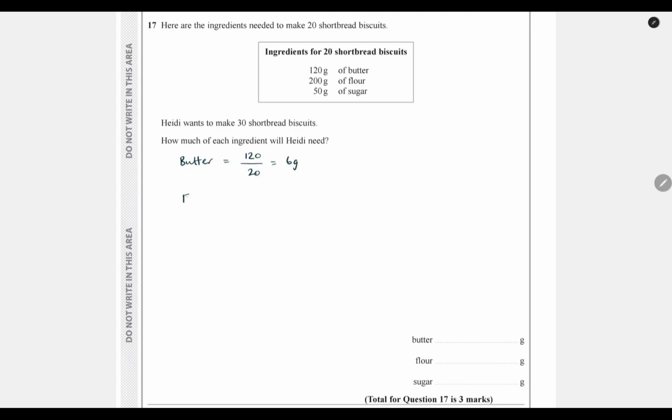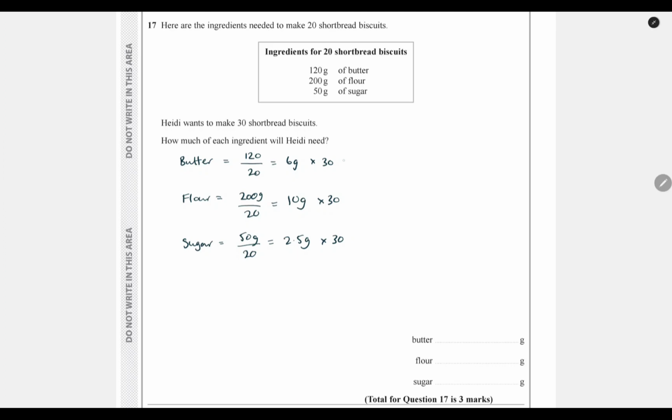If we do the same thing for flour, we know we need 200 grams for 20 shortbread biscuits, and so we need 10 grams for one. And finally, for sugar, we have 50 grams for 20, and so 50 divided by 20 shortbread biscuits gives us 2.5 grams. So these are the ingredients we need for one shortbread biscuit, and so we want 30, so we multiply by 30. So 6 times 30, 10 times 30, and 2.5 times 30.